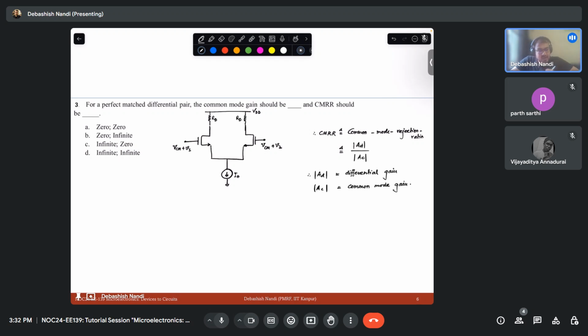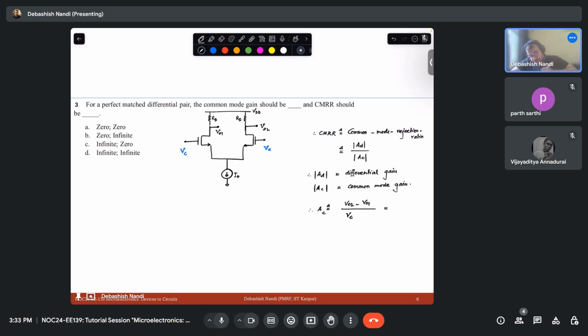What do differential gain and common mode gain mean? In the common mode case, you apply the same voltage, only VC, let's say, and you take the output. Let's say it is a fully differential amplifier, so you will have one output here and one output here. Your gain is defined as VO2 minus VO1 divided by your VC.